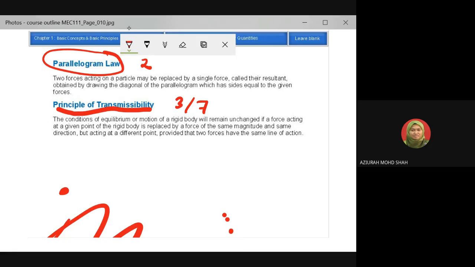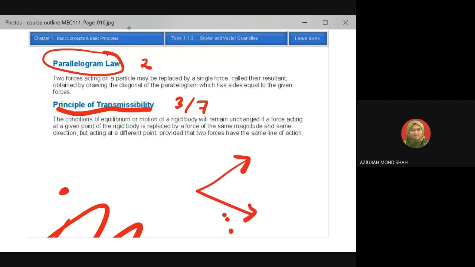Okay, when you have two forces replaced by a single force, we call it the resultant. Then we obtain it by drawing the diagonal of the parallelogram. This is it. But it only involves two forces only.